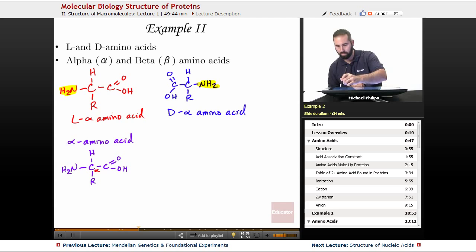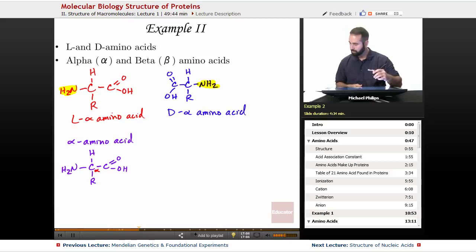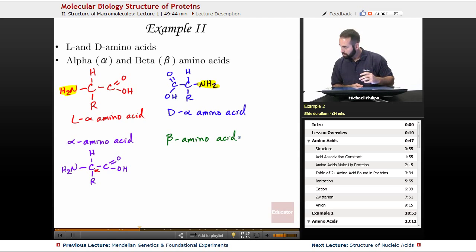Now, if we go to the beta, the beta amino acid, right? So we have the beta amino acid.